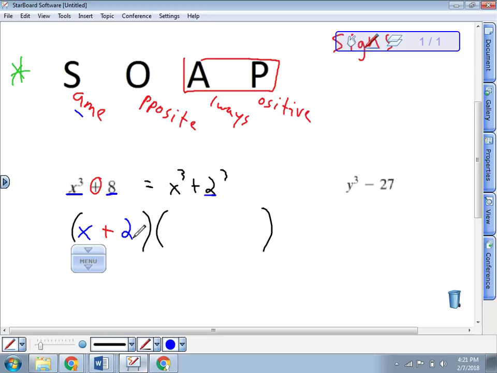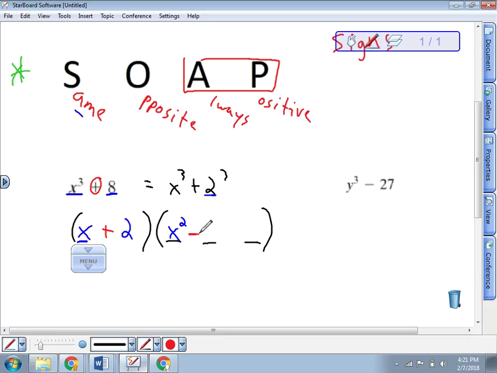Then in the second set of parentheses, there are going to be 3 values. The first one comes from the first term, this first x. We square it, so that's x squared. Now the next sign is the opposite of the original problem. So same sign, now we use the opposite sign.